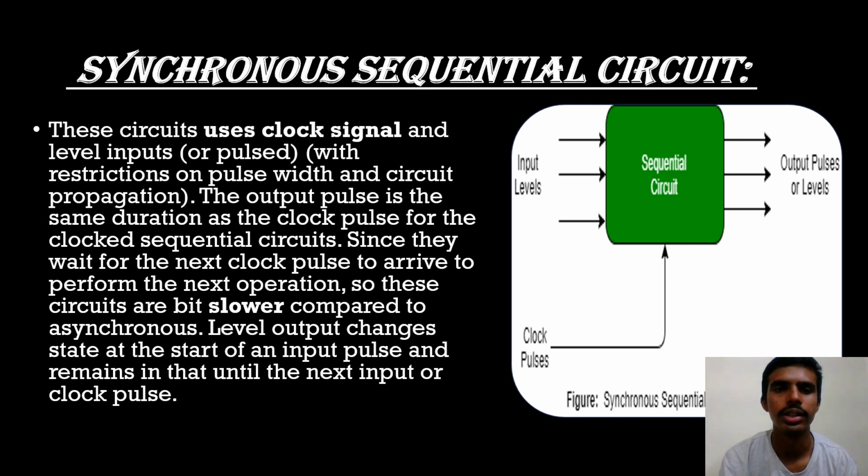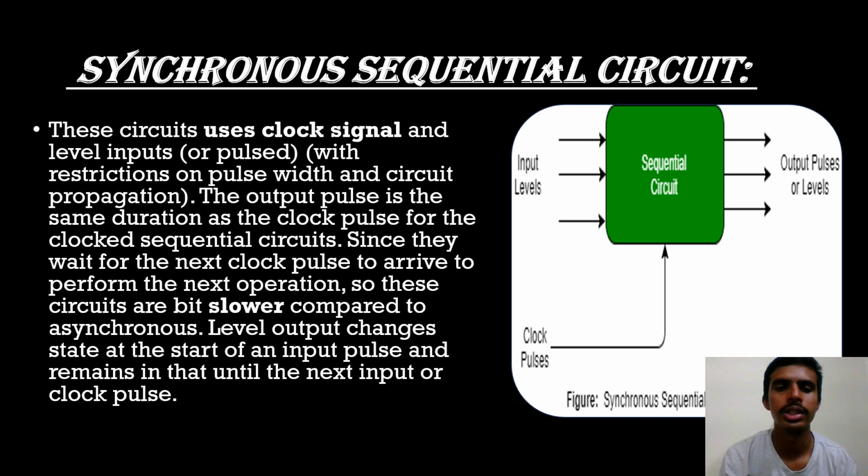Synchronous sequential circuit. These circuits use a clock signal and the level input or pulse. With restriction on pulse width and circuit propagation, the output pulse is the same duration as the clock pulse for the clocked sequential circuit. Since they wait for the next clock to arrive to perform the next operation, these circuits are a bit slower compared to asynchronous.